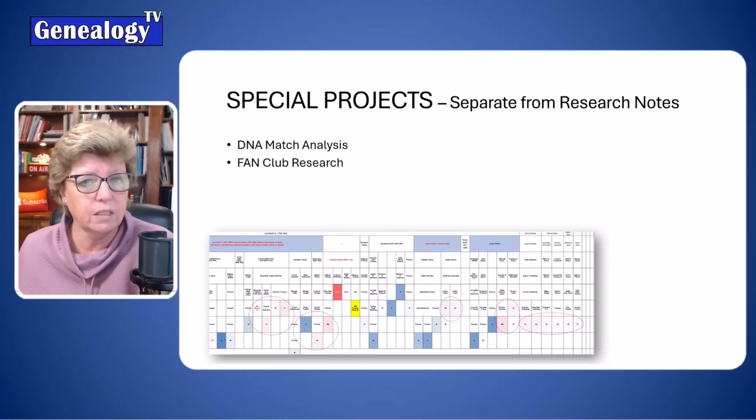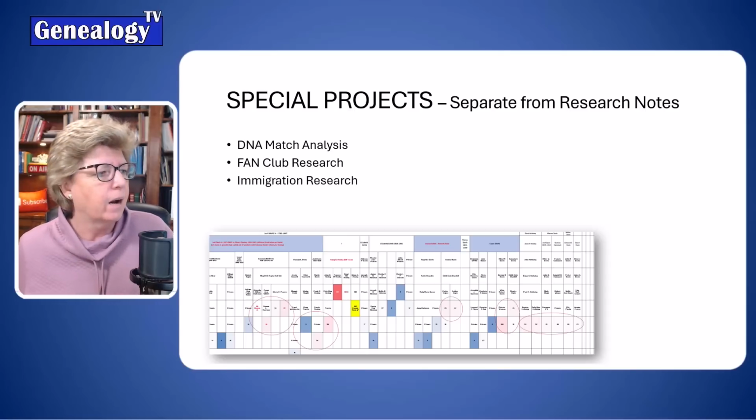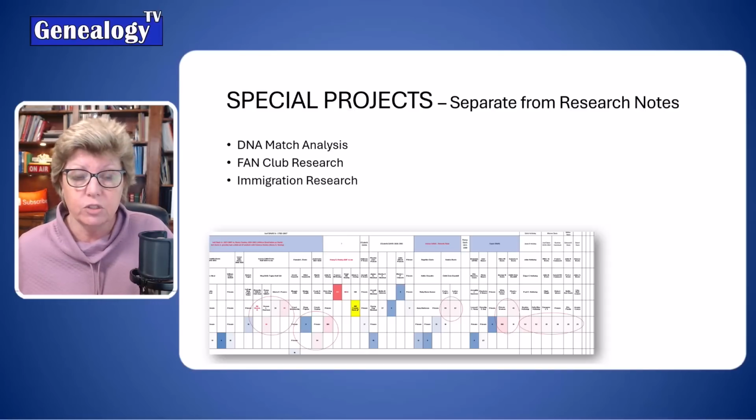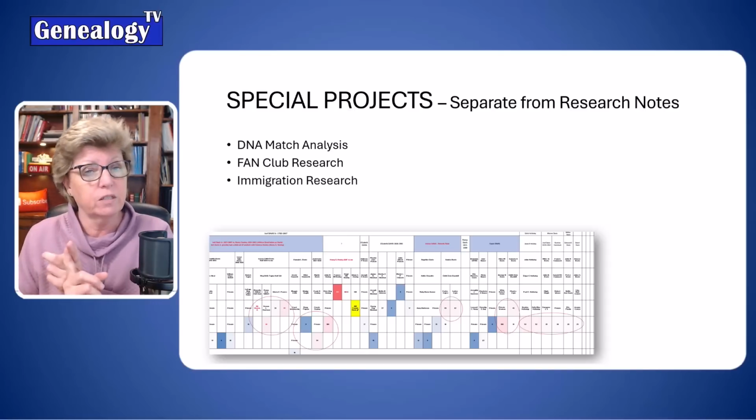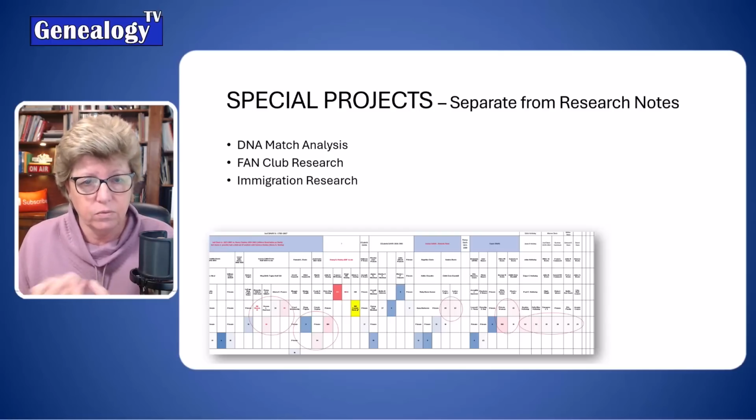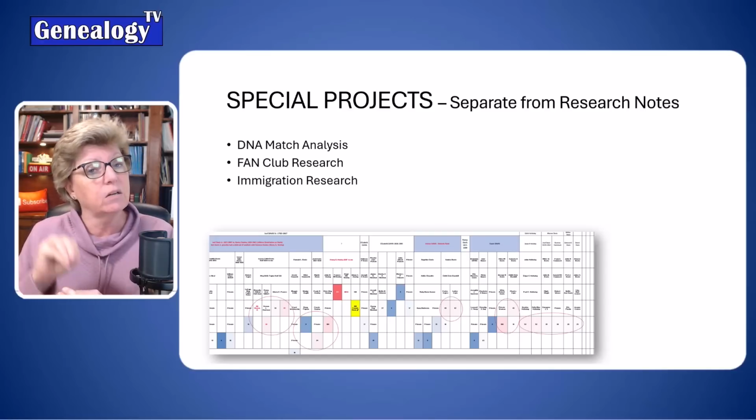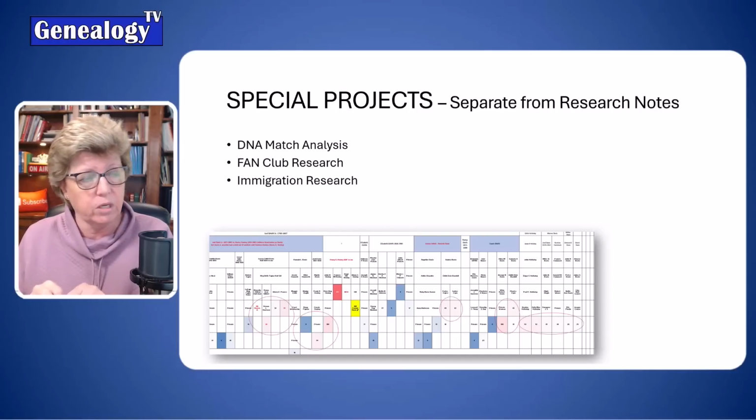You could be doing FAN club research. So you're trying to generate something that shows the community in which your ancestors lived: friends, associates, and neighbors, remember. Thanks to Elizabeth Shown Mills for that acronym. Immigration research. So this could be immigration records with an I, right? They're arriving to whatever their new country is. Emigration with an E, meaning they're leaving. So a lot of times there are records in both places, the arriving country and the departing country.